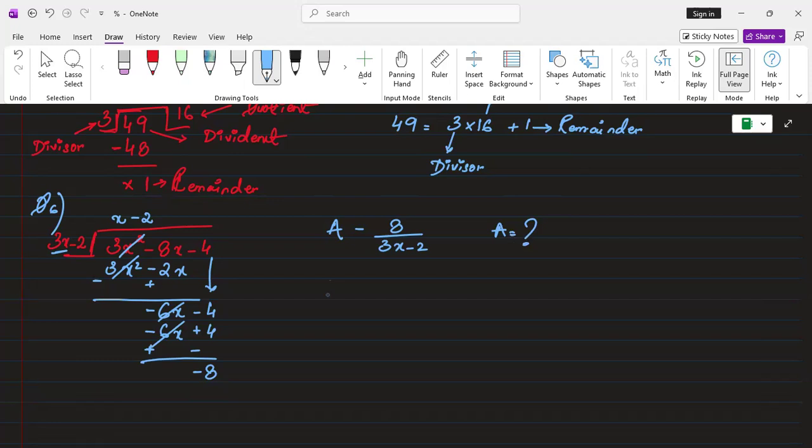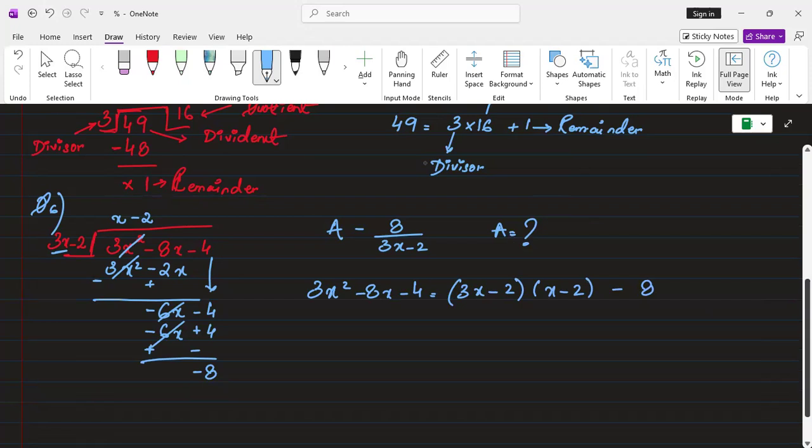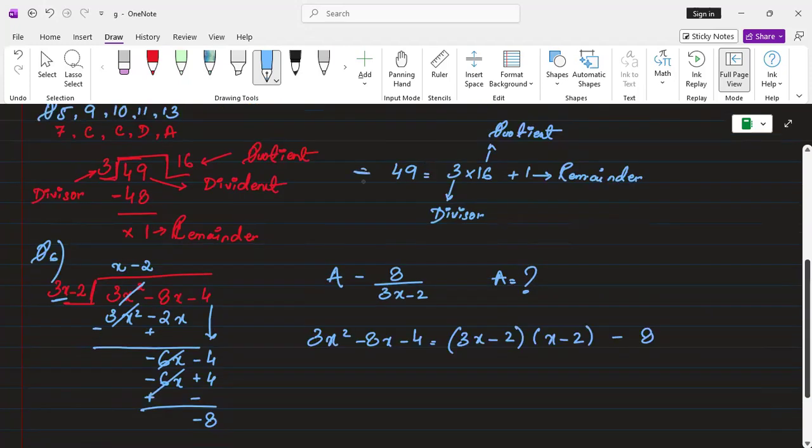I can write this expression as 3x square minus 8x minus 4, equivalent to 3x minus 2 multiplied by x minus 2 and then again minus 8. This is how I can express this term. What I've shown here is that 49 can be written in the form of 3 into 16 plus 1 as a remainder. This is your divisor, this is your quotient, and then minus your remainder. Minus 8 is your remainder. But this was written in this form.